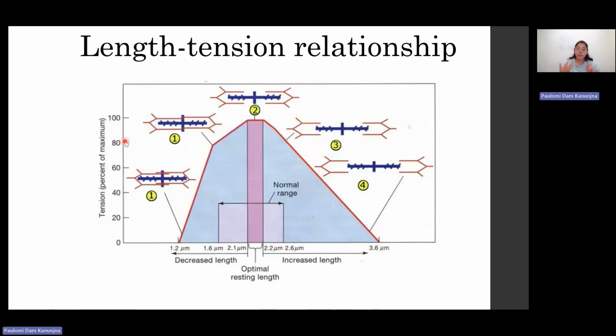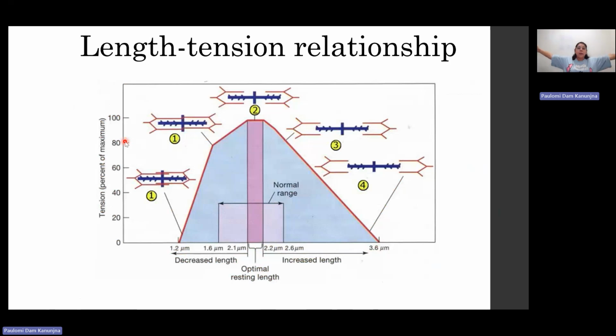Why is this optimal? Because let's say the other two conditions. When it is too short, meaning your Z line distance is very short, it is called over contracted. What is happening? Your actin filaments are basically overlapping each other, right? And as a result, because your actins are all close to each other, the myosin cannot interact properly with the actin, and there is very little contraction, fewer cross bridges, and reduced force. So your muscle is very weakened.